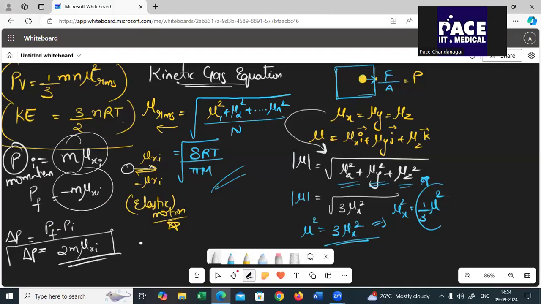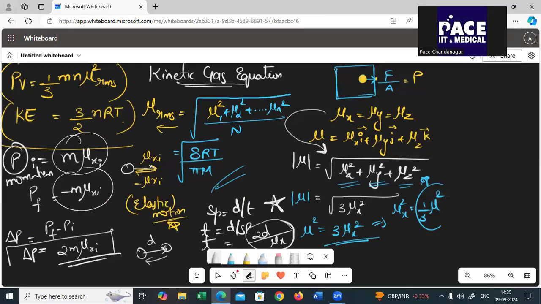Now, time taken for each collision. What do you mean by the time? Speed is equal to distance by time, so time will be distance by speed. Now, what is the distance we are talking about between the collisions? The particle goes, hits it, and then it comes back. So therefore, d and d, it is 2d by ux is my time taken for each collision.